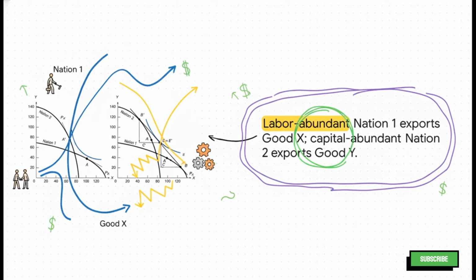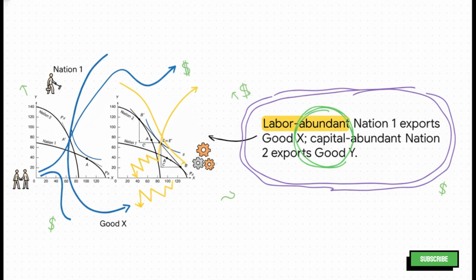Okay, let's trace this out on the graph because this is where it all comes together. Before they trade, each country is on its own, producing and consuming right here at point A. But once trade opens up, they specialize. Now watch what happens. Labor-abundant Nation 1 shifts its production over to point B, making way more of the labor-intensive good X. At the same time, capital-abundant Nation 2 moves to point B prime, cranking out tons of the capital-intensive good Y. Then they trade what they have extra of.